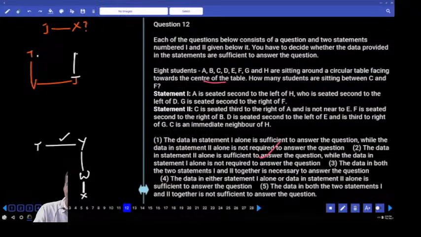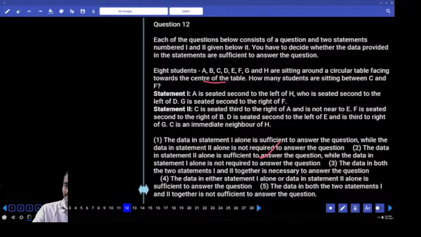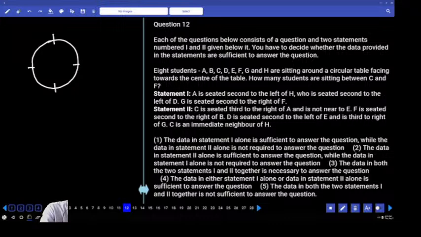Then next, the 12th one. Now in this question number 12, how many students are there? 8 students are there. 8 students are seated around a circular table facing towards the center.